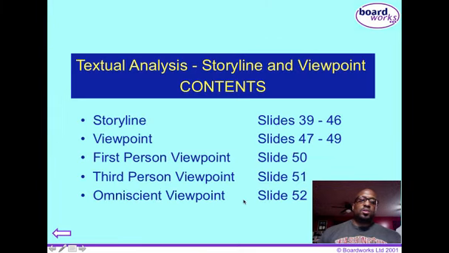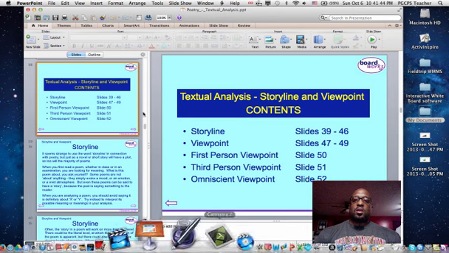All right, so that concludes our discussion on form and structure. For the next time, we'll look at storyline and viewpoint. Hopefully you took a number of notes, and make sure you turn it in on Edmodo.